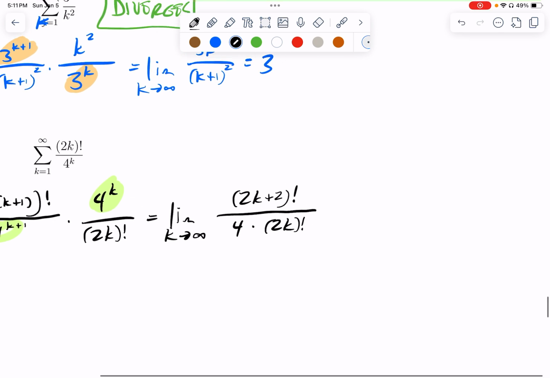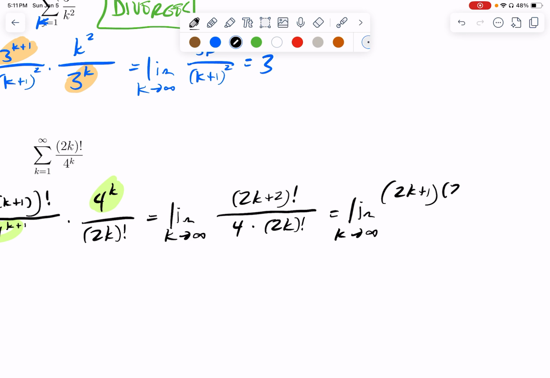So again, we have factorials. So this is the first 2k positive integers multiplied together. This is 2k plus 2, so it's actually 2 more. So when we cancel those, we would have 2k plus 1 and 2k plus 2 left.